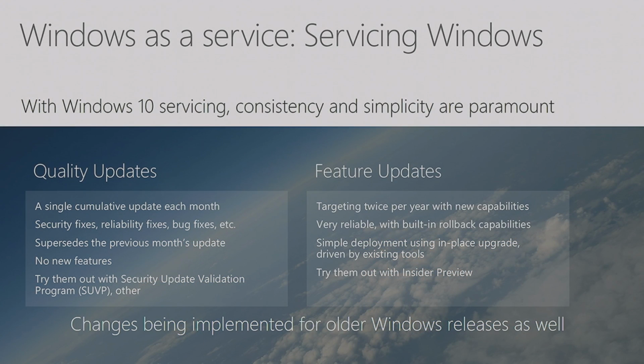When we talk about updates, we use two different terms. Quality updates, which are the monthly patches that you're used to, and feature updates. Feature updates are the new releases like 1607 that add new features to Windows 10. For the quality updates, as I mentioned before, there's a single cumulative update each month on Patch Tuesday containing security fixes, reliability fixes, bug fixes, all types of fixes rolled together. It always supersedes the previous one. There's no new features added into them.